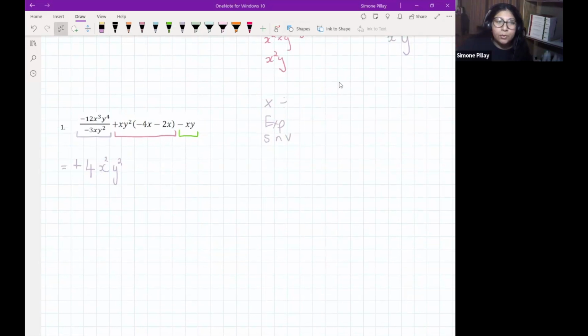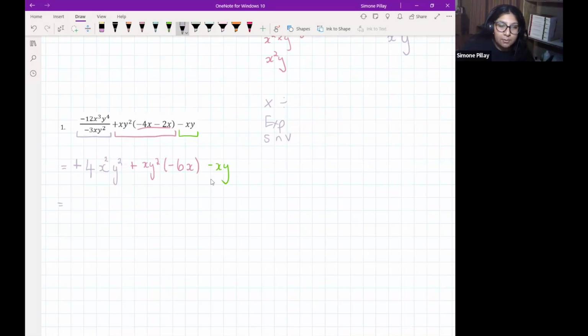Okay, so we're all happy with how I've now simplified my fraction over there. The next thing I'm going to do is simplify inside my bracket. That's going to be positive xy squared multiplied by negative 4 minus 2, which gives me negative 6x. Remember, if you don't know how I got that negative 6, draw your number line. Okay, negative 6x. And can I simplify my last term? No, I cannot. So I just bring it down.